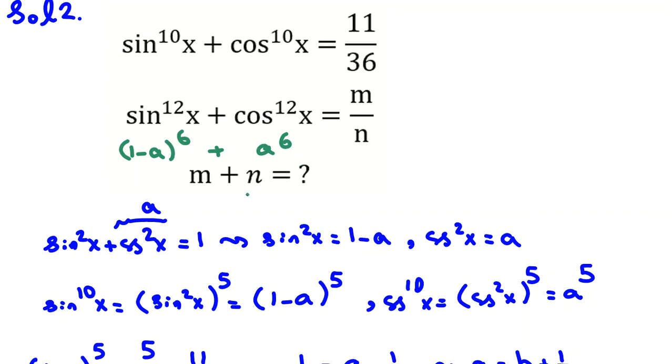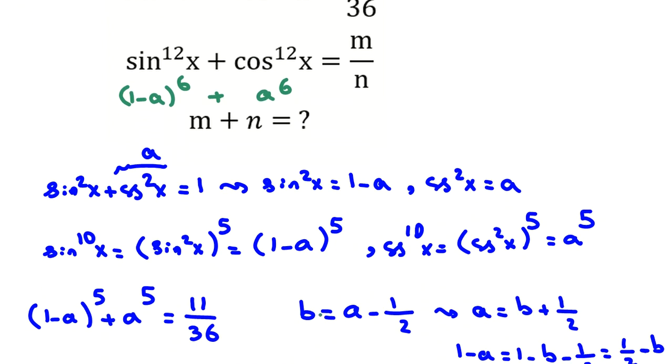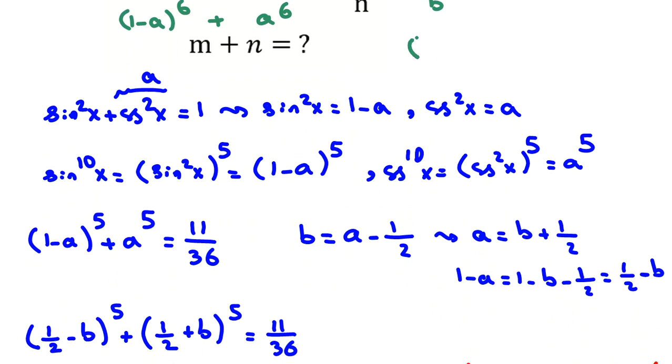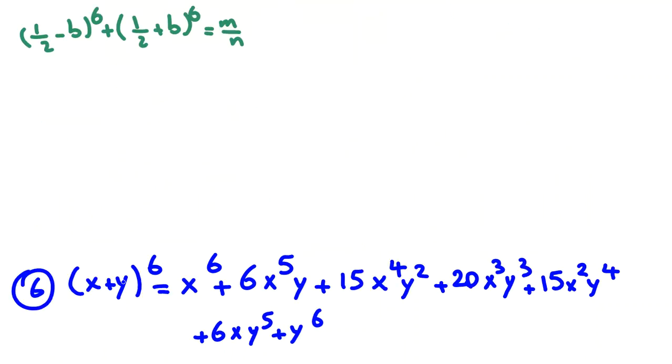We should calculate this. If we use the same things, again b equals a minus 1 over 2, we can say it is equal to 1 over 2 minus b, like here, 1 minus a to the 6. Let me write it here: (1/2 minus b) to the power of 6 plus (1/2 plus b) to the power of 6 equal to m over n, and we should calculate this. Again we want to use the binomial theorem for degree 6. Some of them will be cancelled, some of them will be left.